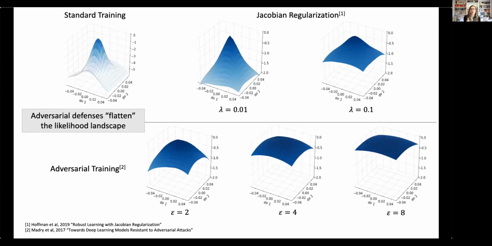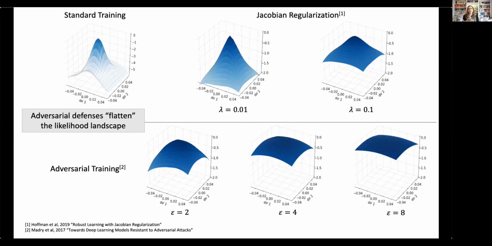Now, Jacobian regularization, shown in the top right for a minor amount of regularization, just smooths the landscape and makes some perturbations more likely, but not all. And then with a larger regularization constant of 0.1, we start to get an even smoother, flatter landscape. Adversarial training with different fixed epsilons is shown at the bottom. And again, what you'll notice is as you increase the robustness, this relative likelihood landscape flattens.